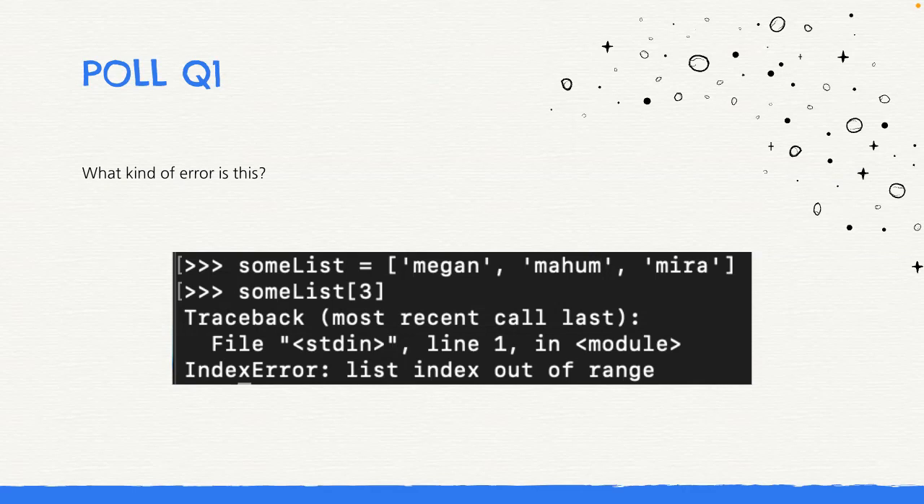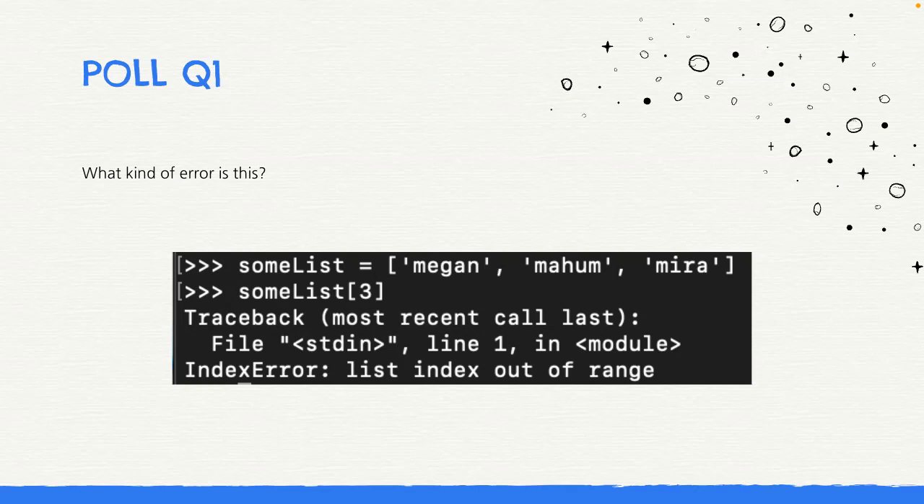Yeah. So if we look at the error itself, it says IndexError and list index out of range. So the type of error is an IndexError. That's the name of the error. And then does anyone have any idea what this means? List index out of range? It starts at 0 and goes from 0 to 1 to 2, so it doesn't have a 3.